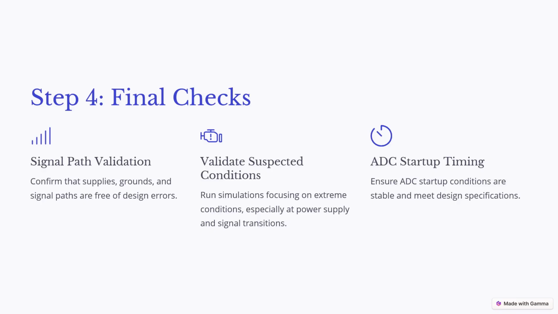Finally, ensure your ADC startup sequence is stable. Check that all signals and components initialize properly during power-up and that the ADC achieves a steady-state operation before sampling begins. And that's it. By following these steps, you'll have a comprehensive understanding of how to optimize, analyze, and debug your high-speed ADC design.